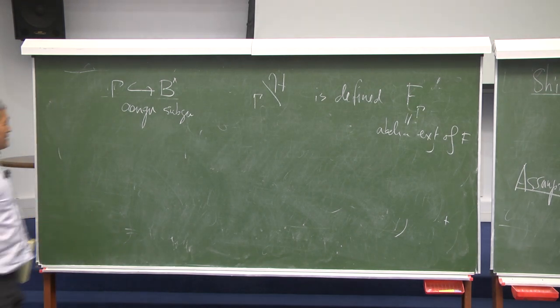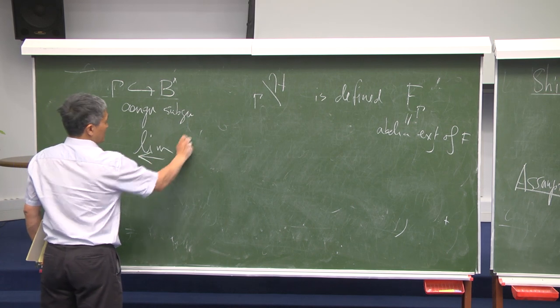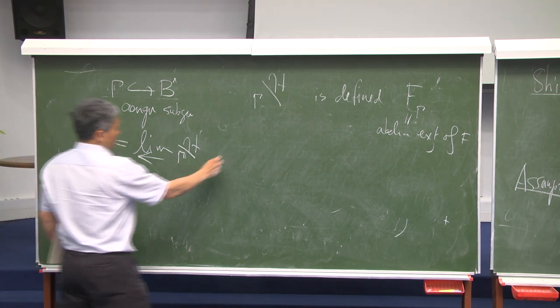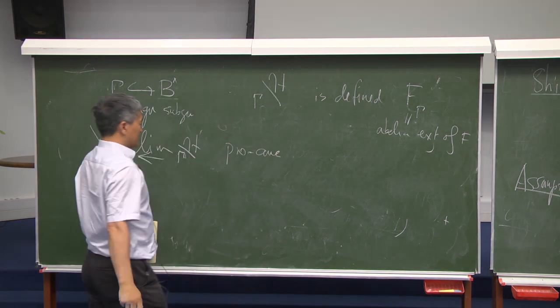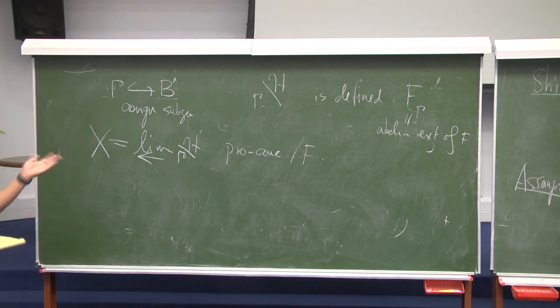So it's really nice. And if we take the limits here, H gamma, so reflect like X here, so this is the pro-curve defined over F. It's not of finite type, but anyway, it's good stuff.